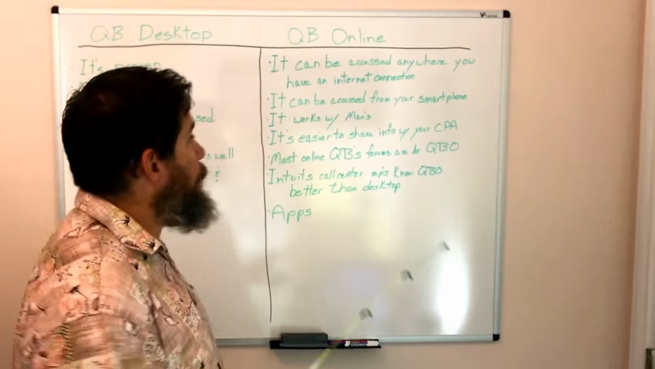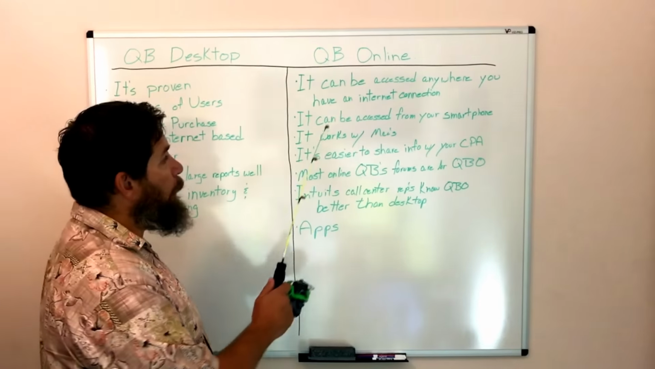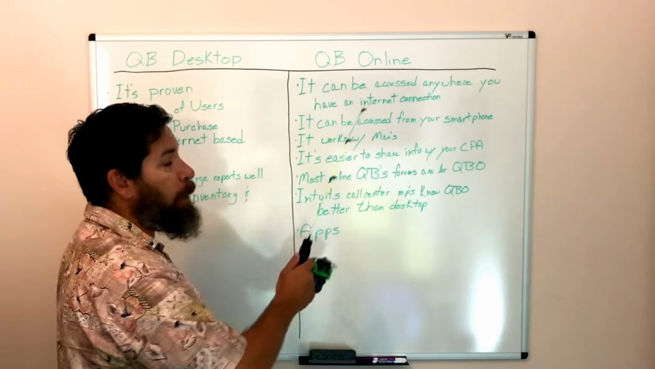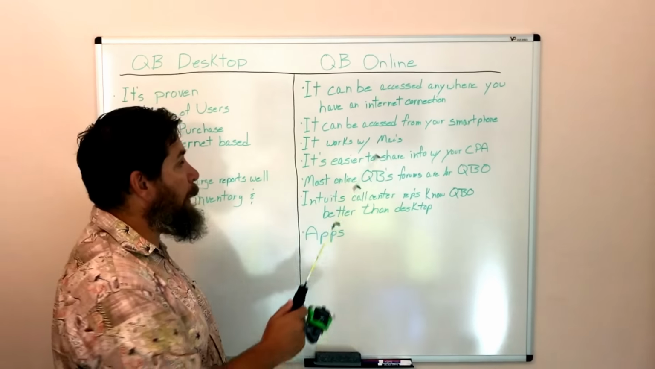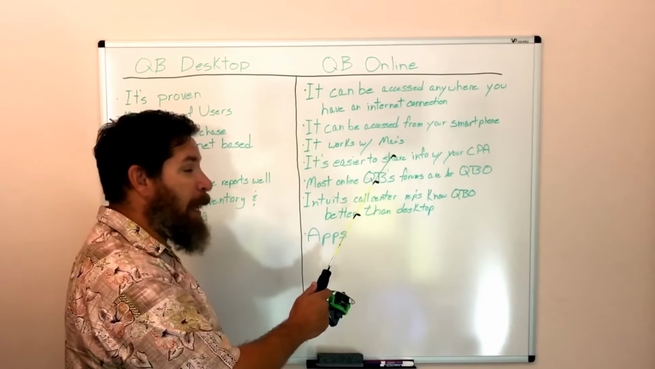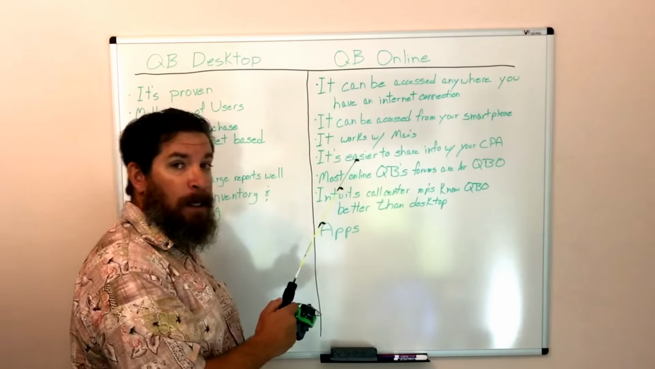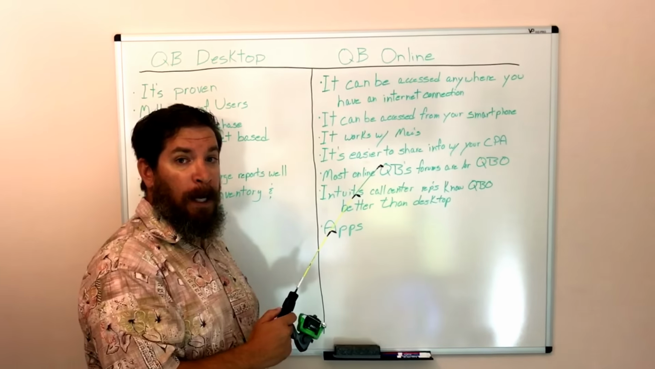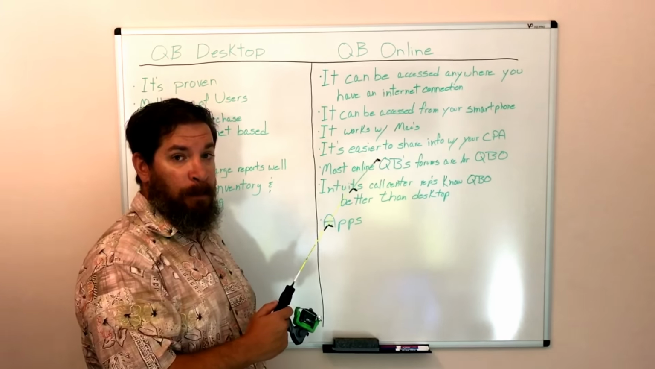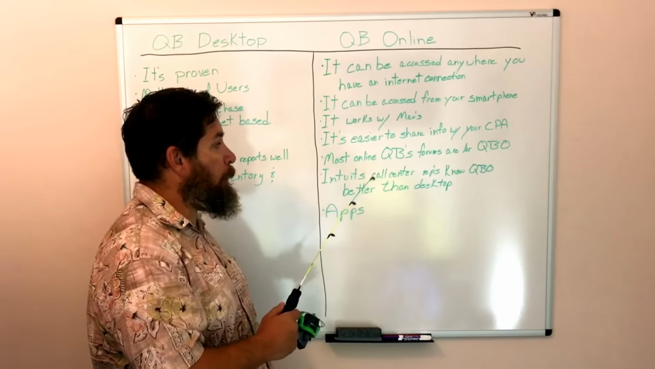The newer version of QuickBooks is QuickBooks Online, and the pros for QuickBooks Online are that it can be accessed from anywhere that you have an internet connection. In fact, it can even be accessed from your smartphone. It works well with Macs. Intuit no longer makes QuickBooks Desktop for Macs, but because QuickBooks Online is internet-based, you just simply open a browser, whatever browser you would like to with the Mac, and you can access QuickBooks Online.